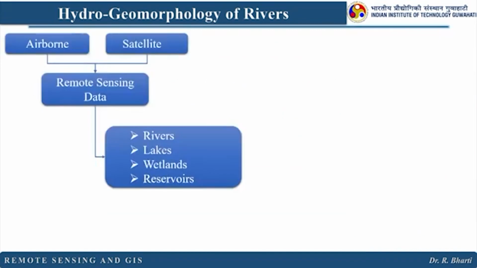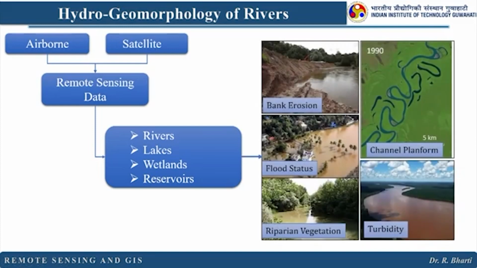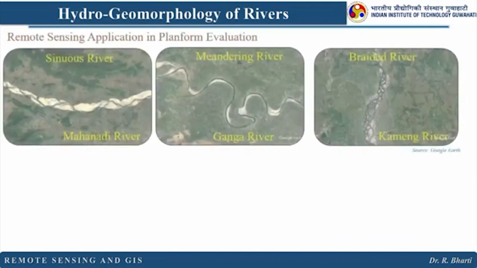This is a very generic methodology when we talk about hydrogeomorphology studies from remotely sensed images. So, we can think of utilizing this information for bank erosion, flood status, then what is the vegetation status in those areas, channel planform, turbidity. So, these are some of the potential areas, right.